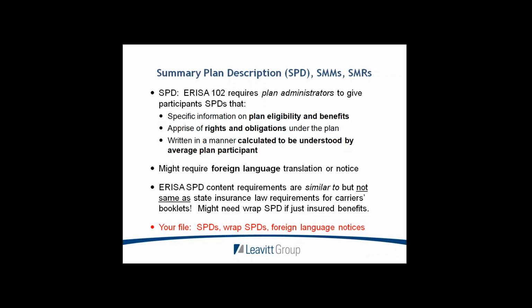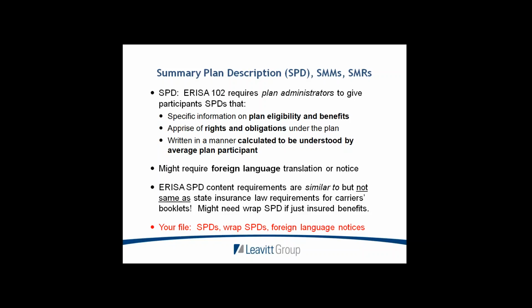Also, the foreign language translation or notice. The requirement is that if 10% of the county population is literate in the same non-English language, then plans have to provide certain notices either in that language, or they have to provide a notice stating that language assistance is available. And the SPD is one of those documents, and SMMs and benefit denials or responses.